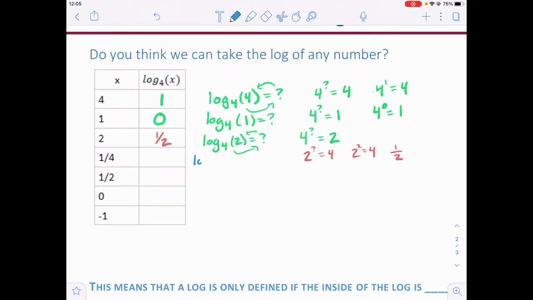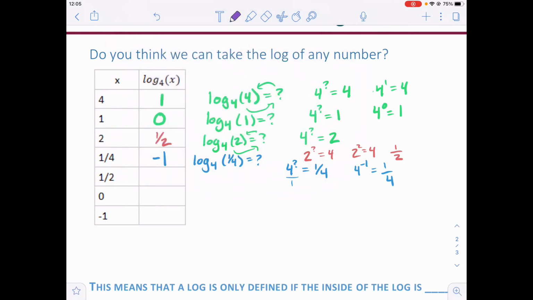Our next one, we've got log base 4 of 1/4. And so we want to know 4 to what power equals 1/4. Well, if you notice, this is 1/4. Hopefully we're starting to see there's a 4 in the numerator and a 4 in the denominator. So if we make that a -1, that's going to move it to the denominator. So this is -1.